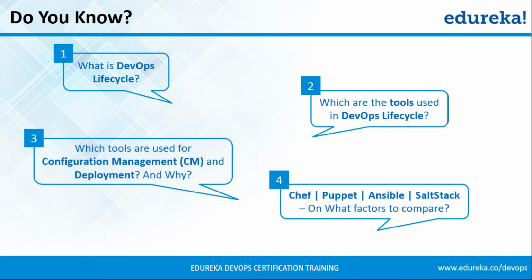So first we'll understand the DevOps lifecycle, that is various stages in DevOps and the tools that are used in those stages. After that, we'll understand what is configuration management and deployment and why it is that important. Finally, we'll compare the 4 configuration management tools, Chef, Puppet, Ansible and SaltStack.